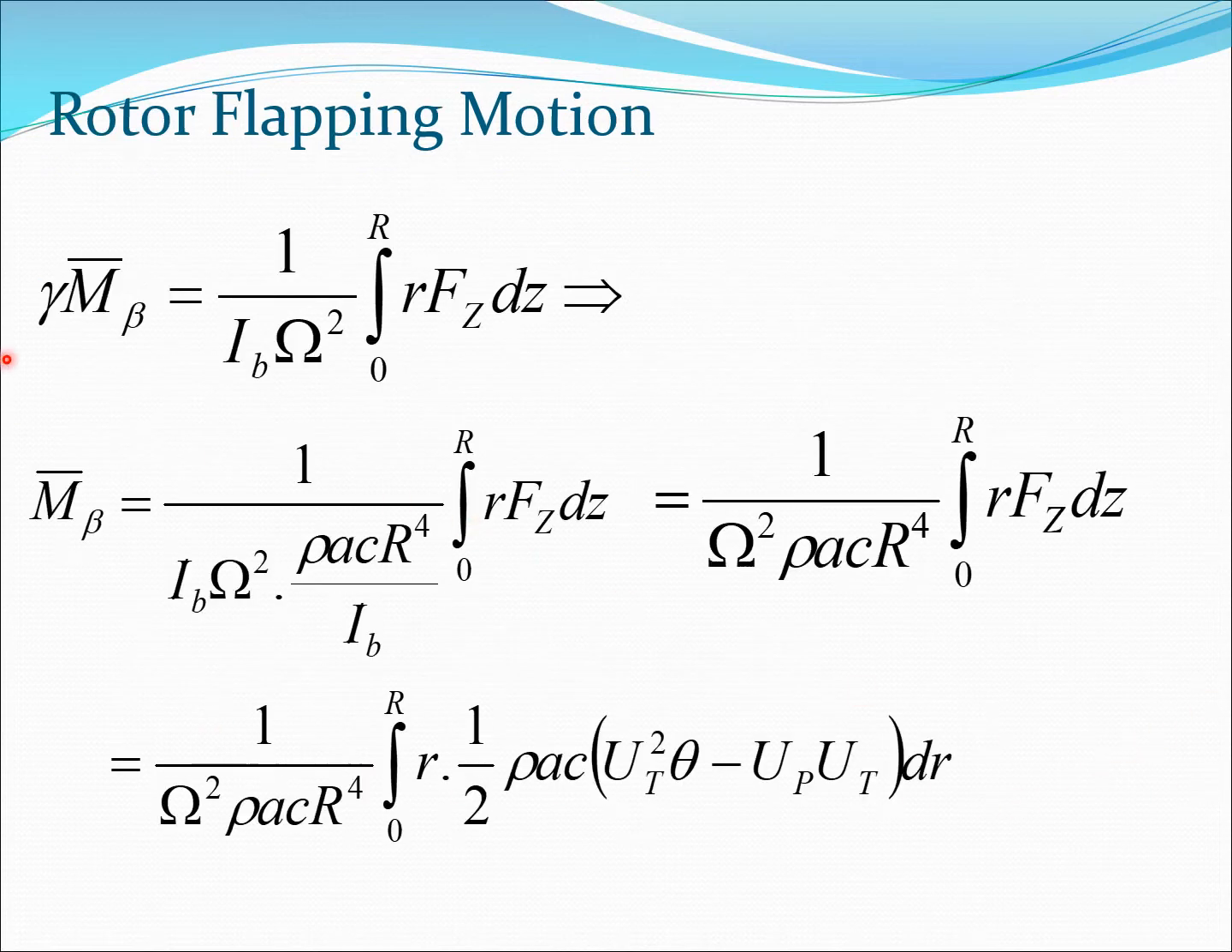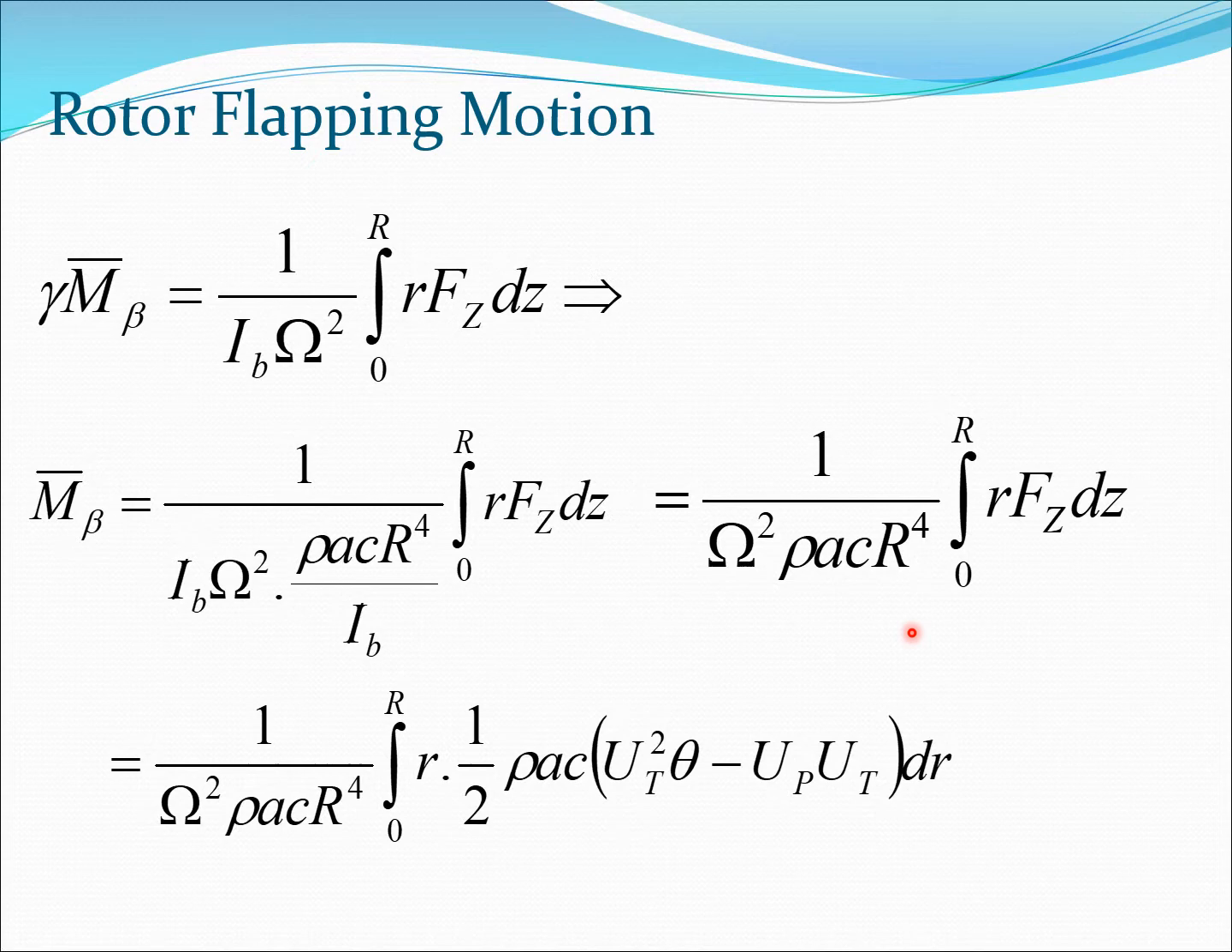So let's look at the term involving gamma m beta bar. This is given by the expression which involves Fz, and so I can write m beta bar in this manner. I take the gamma down here. Remember, gamma is rho a c R^4 by I_b. Simplify this expression, so we get this expression here.